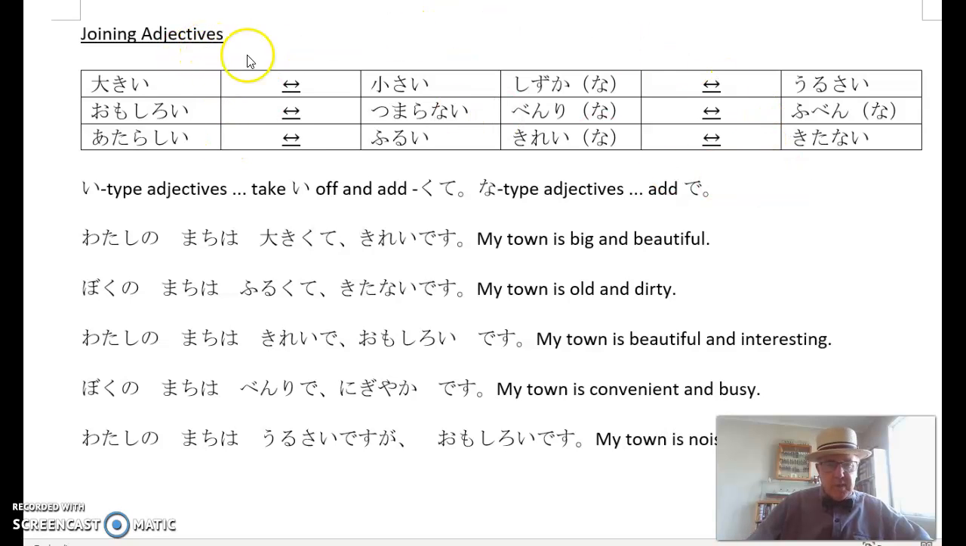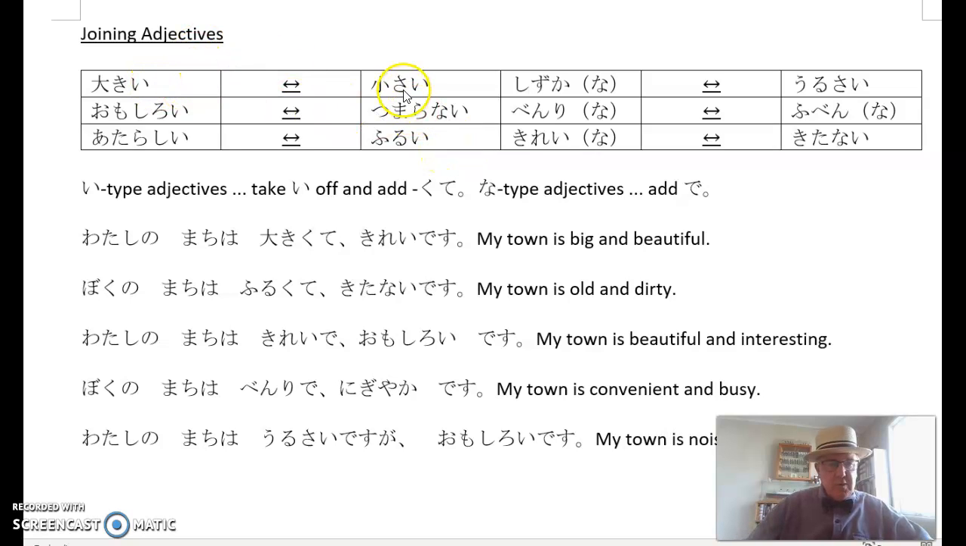So we have at the top in the table a list of adjectives. We have 大き for big, 小さい for small, 面白い for interesting, つまらない for boring, 新しい for new, 古い for old.